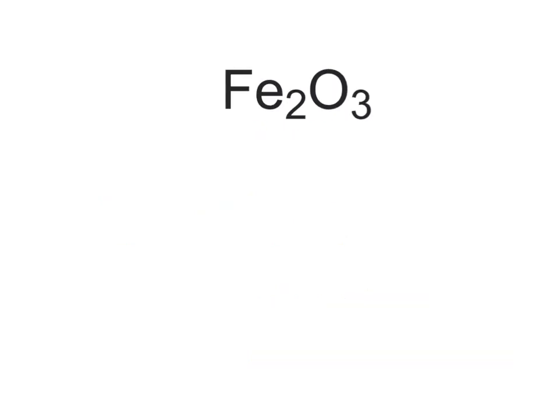Okay, so for our next example, we have Fe2O3. The first thing we want to do is identify our cation and our anion. Our cation is the first element, which is iron, and the anion is the second element, which is oxygen. Now recall that iron can have two different charges. It can either be +2 or +3. So which iron are we dealing with here?